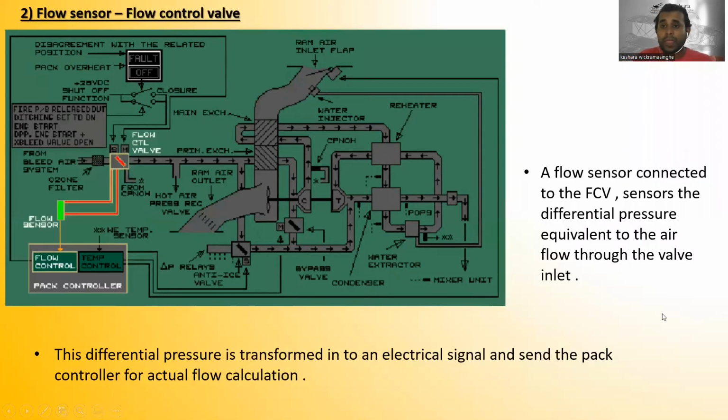Now let's go to the flow sensor and flow control valve. This is the flow sensor, and a flow sensor is connected to the flow control valve. It senses the differential pressure equivalent to the air flow through the valve inlet. This flow sensor is connected to the flow control valve, and it senses the differential pressure equivalent to the airflow through the valve inlet.